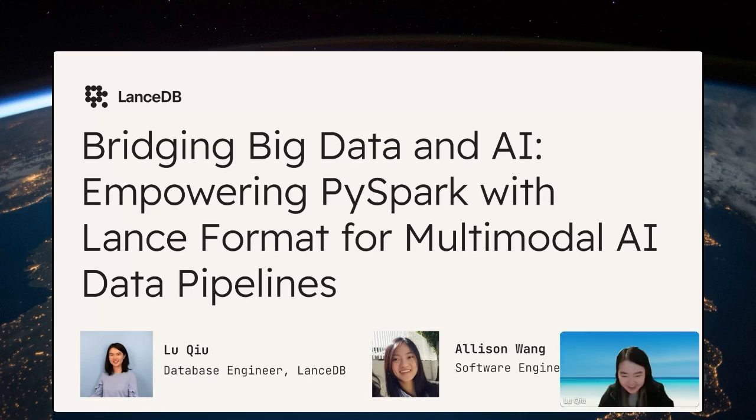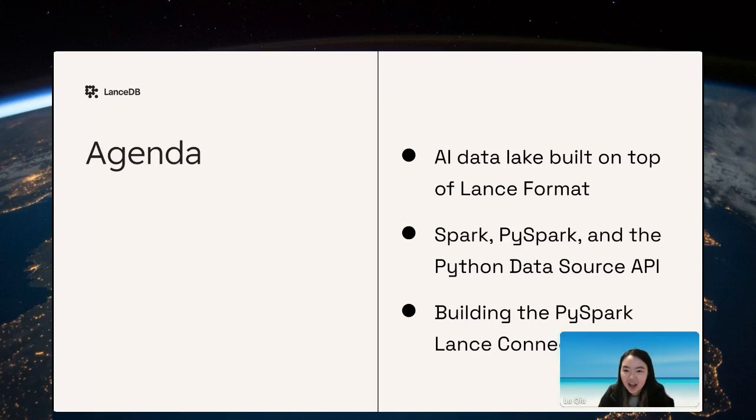Could you help change to the next slide? Thanks. Okay, great. So this is today's agenda. We will go through three main aspects. The first one is we will introduce an AI data lake built on top of an open source project called Lance, a data format. We will go through Spark, PySpark, and the Python data source API, giving you an introduction to Spark. And lastly, we will share our latest development on our PySpark Lance connector, so you can try out both functions together.